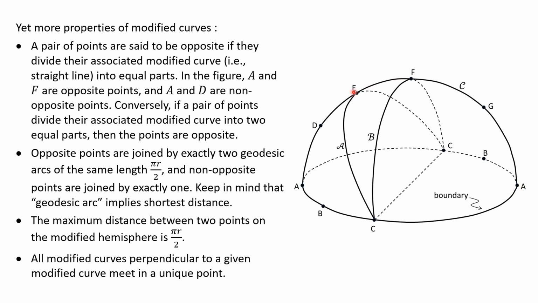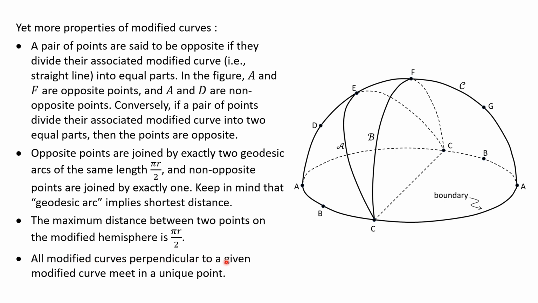That was the same definition we had in our double elliptic geometry. The maximum distance between 2 points on the modified hemisphere is pi r over 2, where r is the radius of the hemisphere. And then this last one's a little bit hard to see. I'll give you a couple of examples.